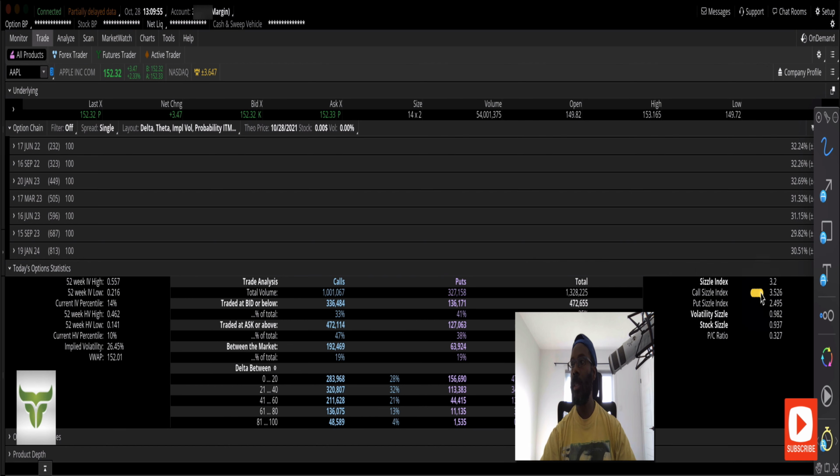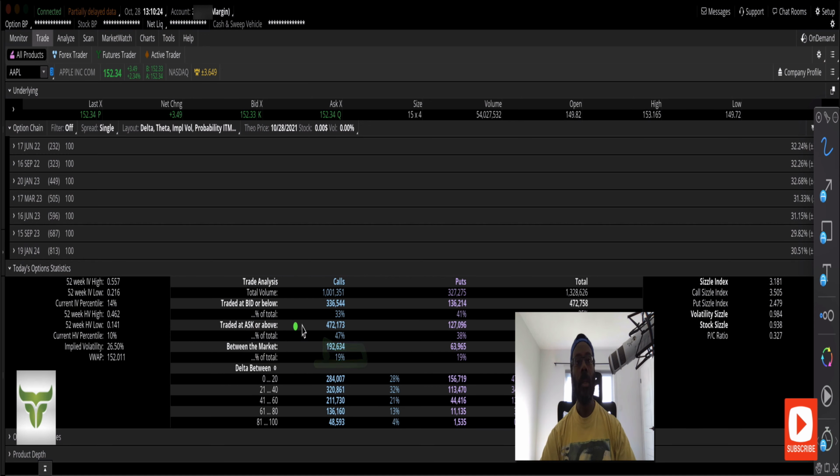Look at this call sizzle and look at the put sizzle index, right? Look at what's happening here. 47% of the calls are traded at the ask or above. 47%. What does that mean? People are paying premium to get into this position. People are actually overpaying to get into position to be able to roll with Apple today, to be able to make profits, because Apple has earnings coming out at the end of the day, right? So people are overpaying to get into position.